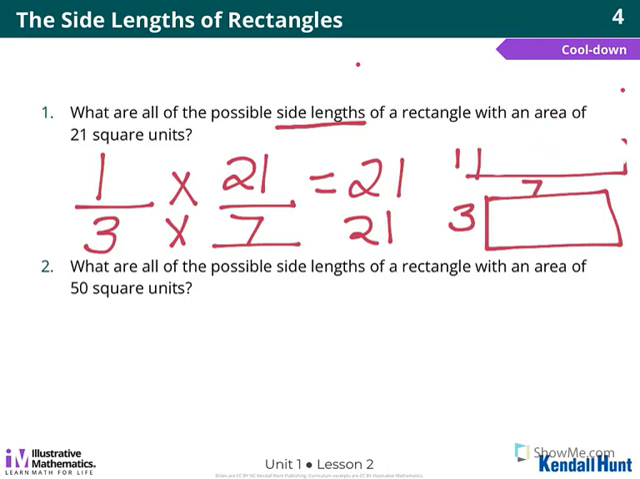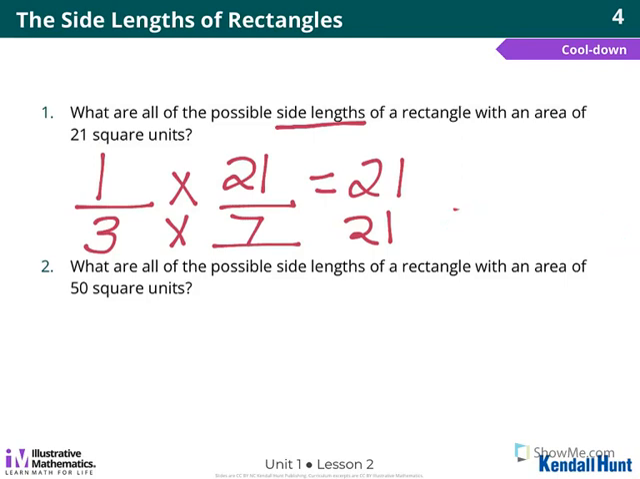Okay, I'm going to run out of room. Okay, let's keep thinking. 4 doesn't go into 21, 5 doesn't, 6 doesn't, 7 does, and now I'm back to 7. So I have found all the possible side lengths of a rectangle with an area of 21. So you could have a 1 by 21 or a 3 by 7. This number has more than one factor. So a little side note, I know it's a composite number.